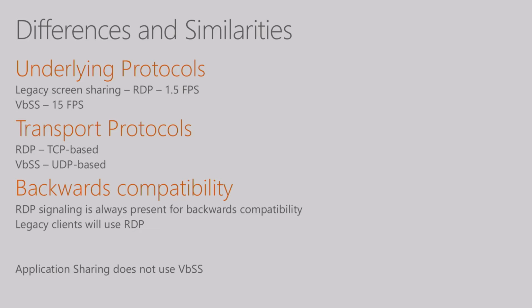So legacy clients will use RDP. If I'm in a meeting with everybody using 2016, we're using VBSS, here comes in Lync 2010, Lync for Mac, the current Skype for Business for Mac client. All of those will fall back to RDP. Anybody know any other ways I can do a fallback? That was not in my troubleshooting session.